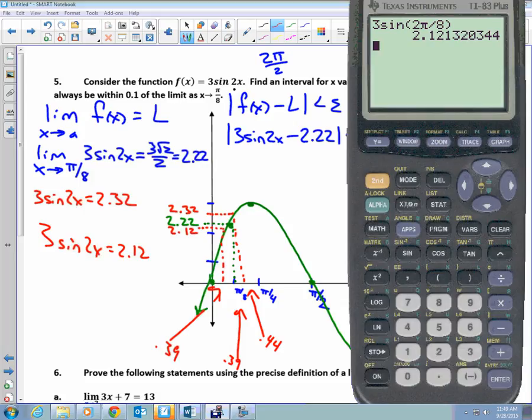Okay, I'm sorry. We won't redo the whole thing. So that wasn't 2.22. It should have been 2.12, so this should have been 2.22, and then this should have been 2.02. So no, you don't have to redo it. Let's say that your answers were 0.44, and that pi over 8 was 0.42, and you got 0.39. What would your delta value be? What would delta be? 0.02. Yep.